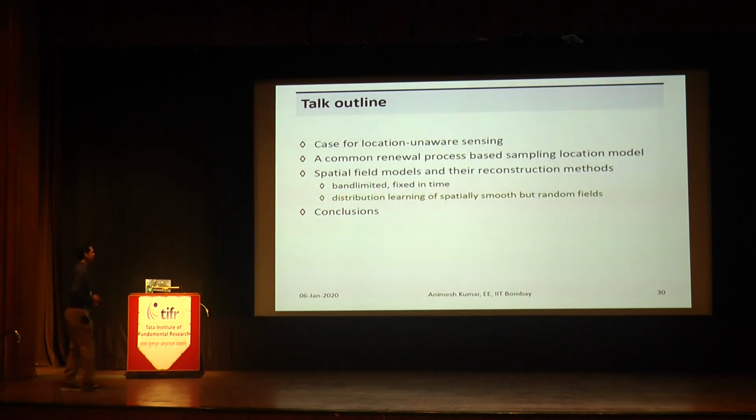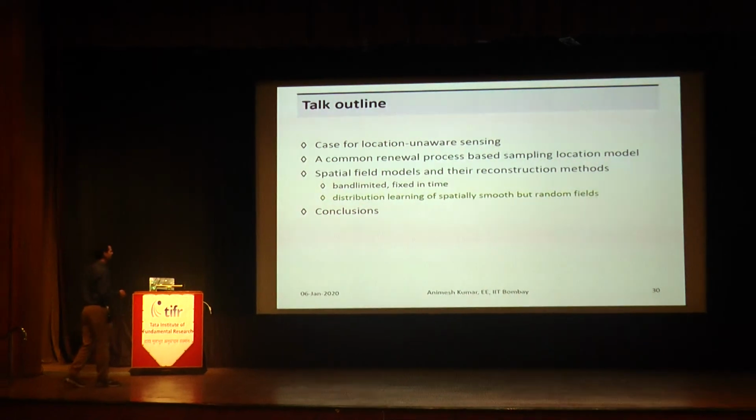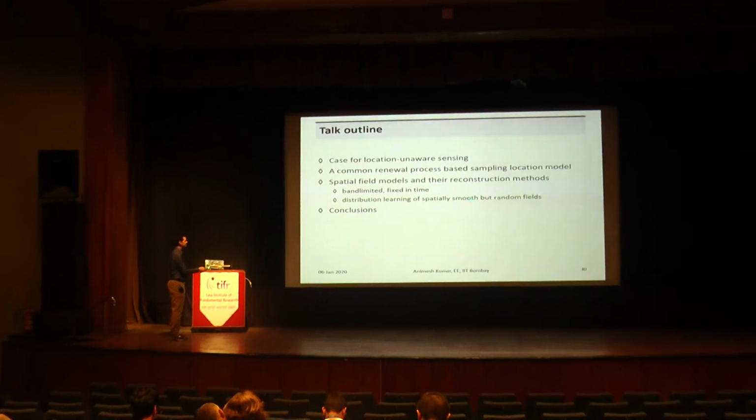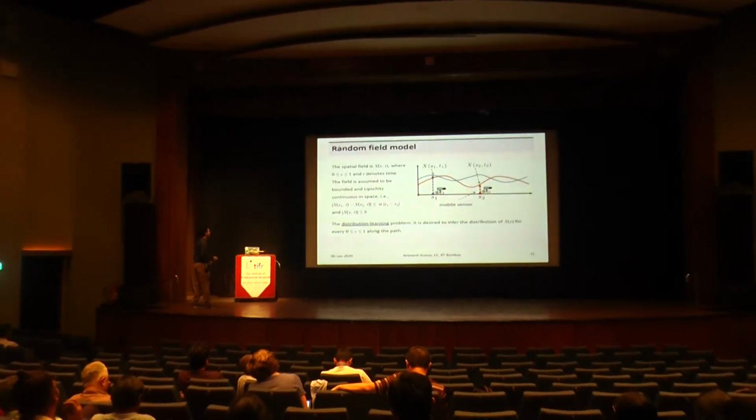All right. So that was all about a field which was band limited and fixed in time. It's an extremely regular field and fixed in time. So what happens if we are looking at something like a heat map, or we are trying to do distribution learning of a spatially smooth but random field?